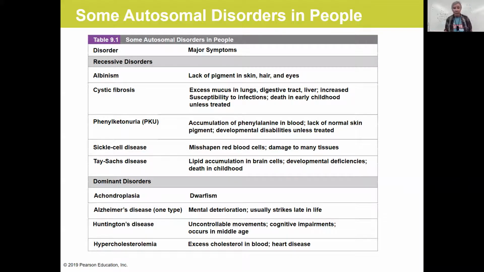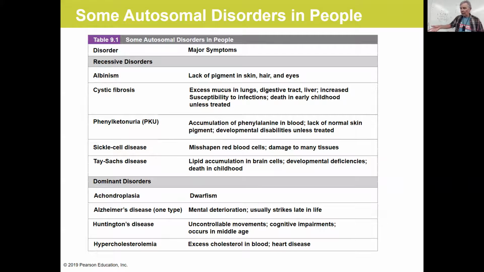Some are dominant, which means you only need one. Now, remember, the recessive ones, you have to get a small letter from both parents, right? So both parents have to be carriers. Dominant disorders, all you need is one. That's it. One of them from one of your parents, and you got it.